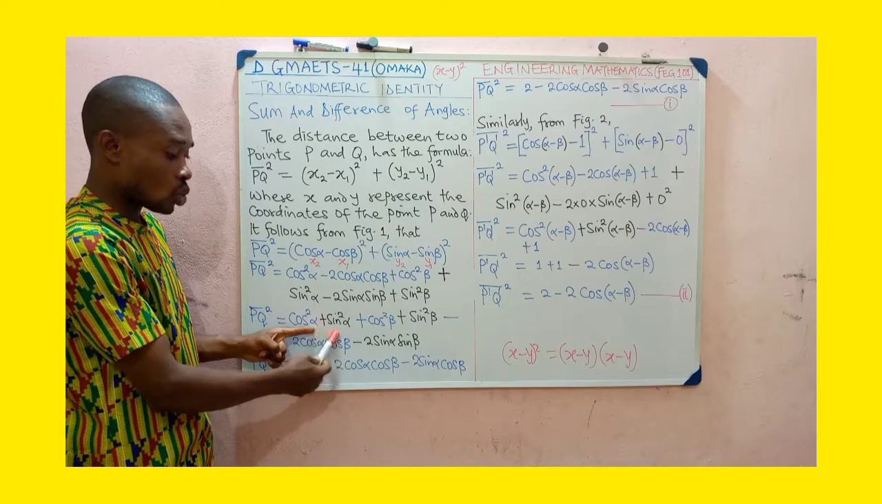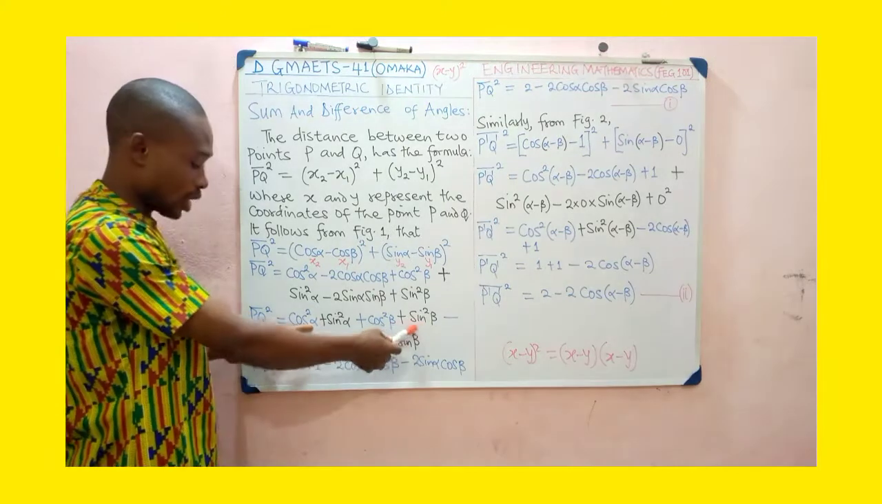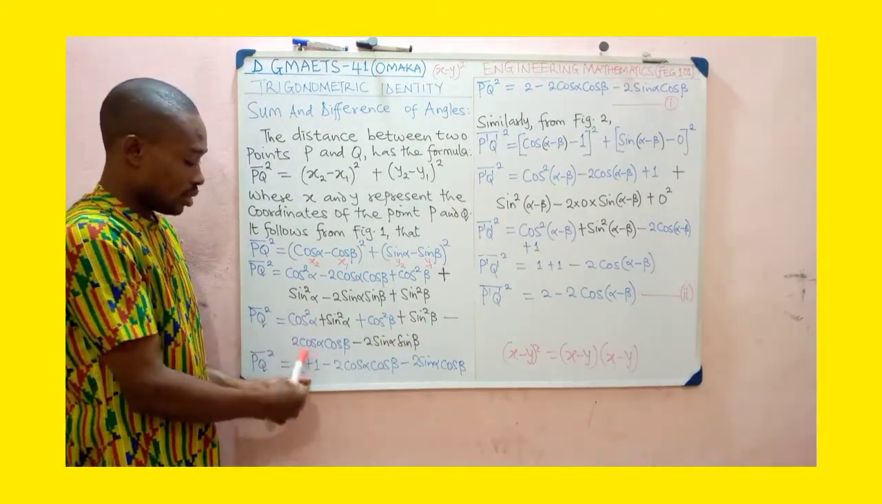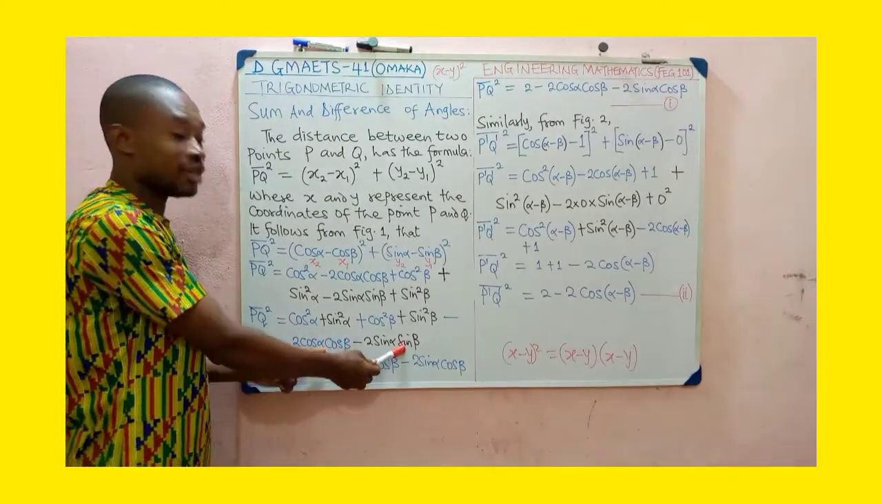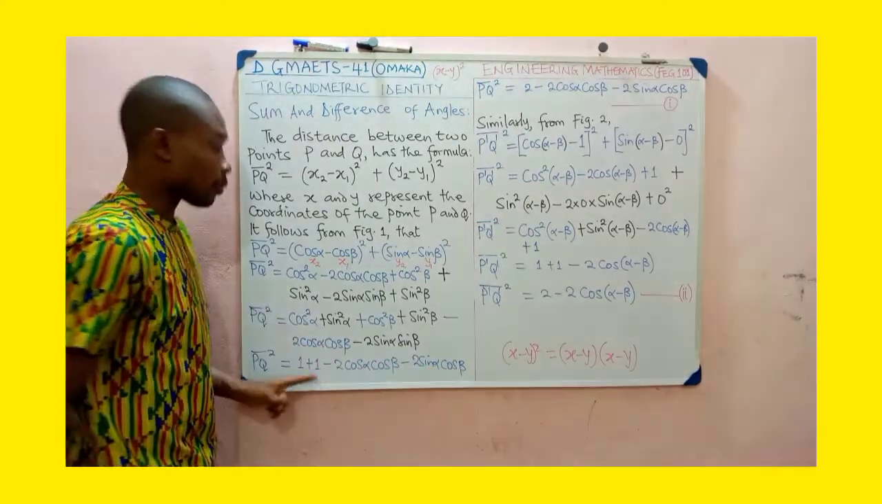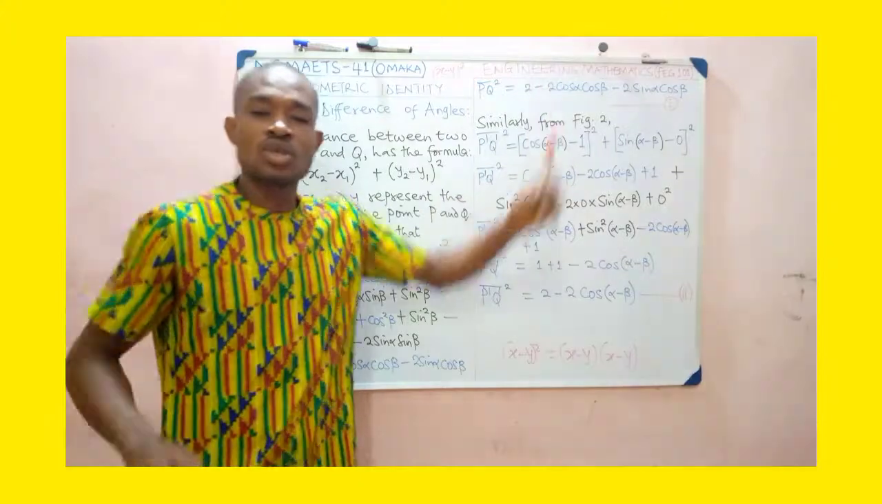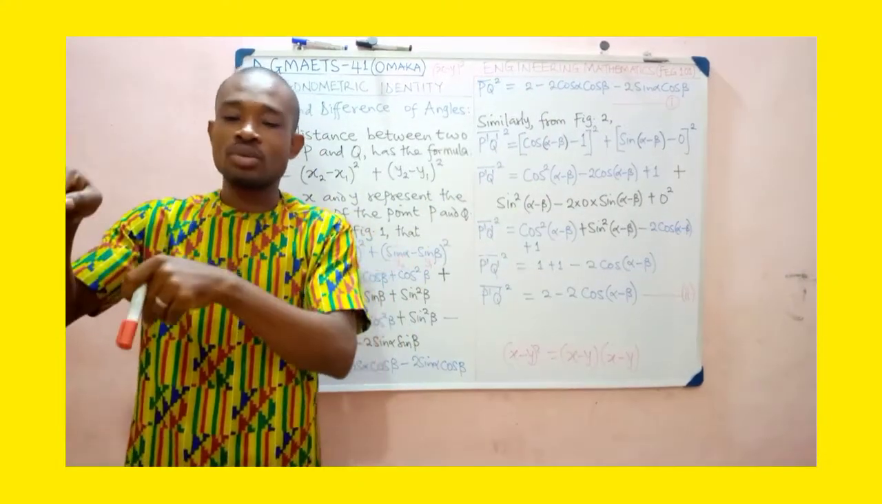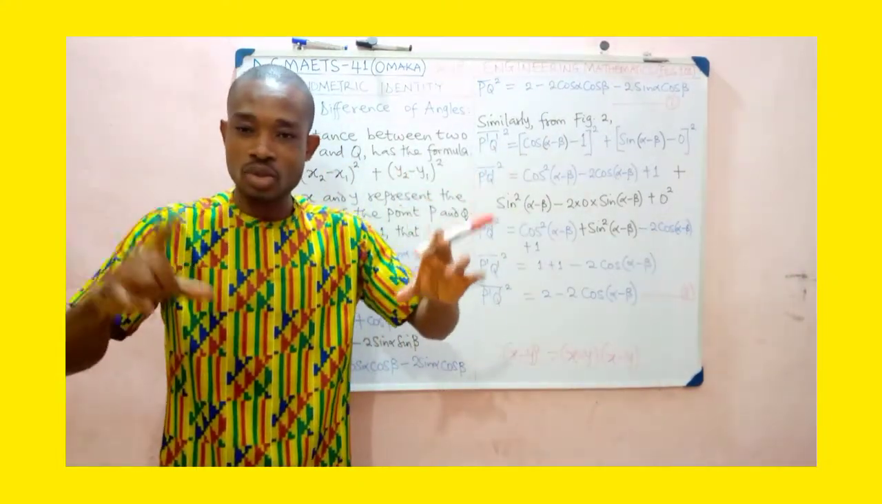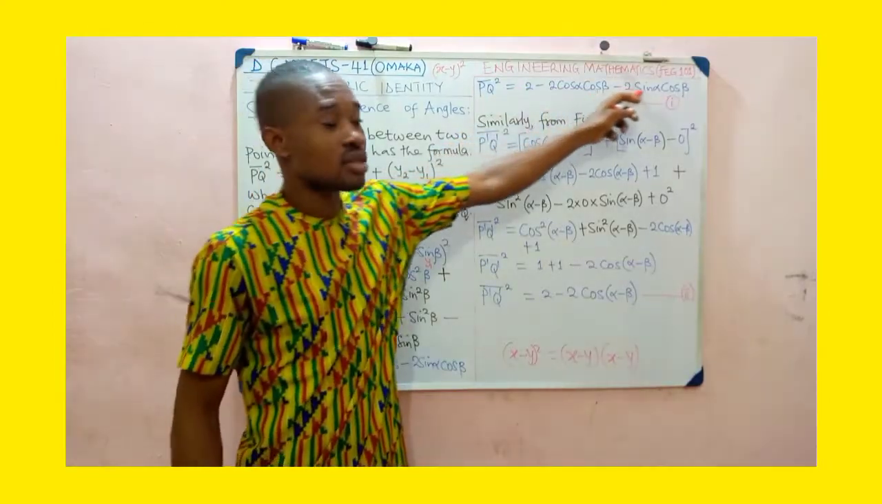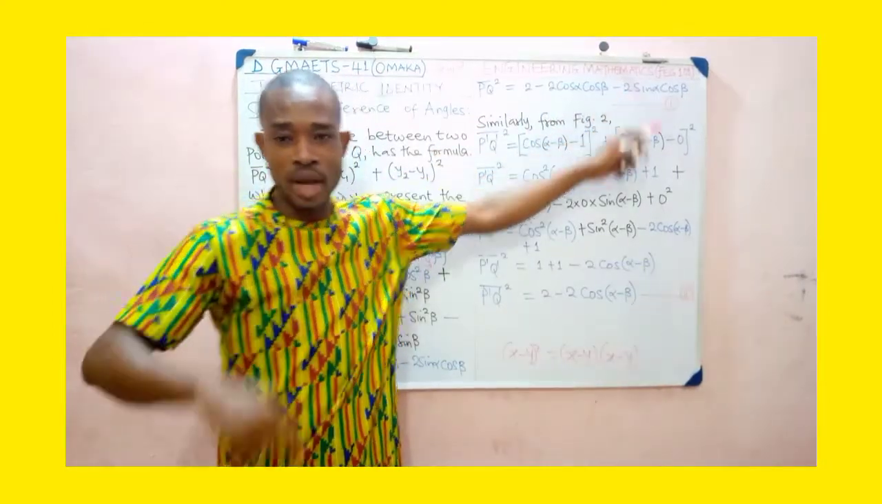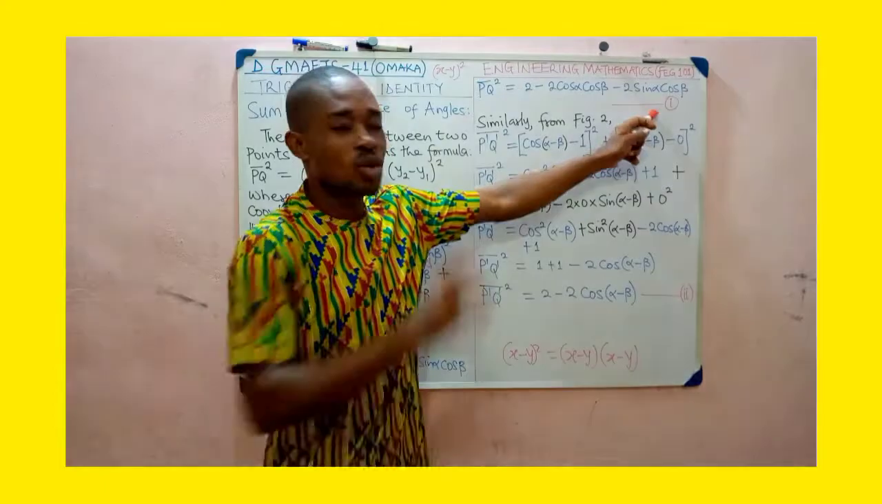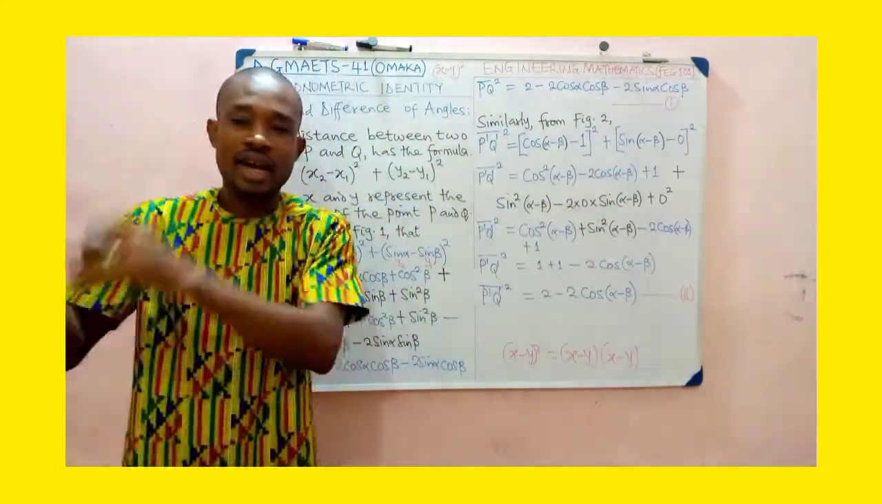This term will give us 1. This term will also give us 1. Look at the 1 plus 1 minus this term and this term. You can see that here. 1 plus 1 will give us 2. So the arc length PQ squared, the distance between those 2 points, is going to give us this along that arc in figure 1. So we're going to call this equation I. Let's keep it as area. I've gotten the arc length there.